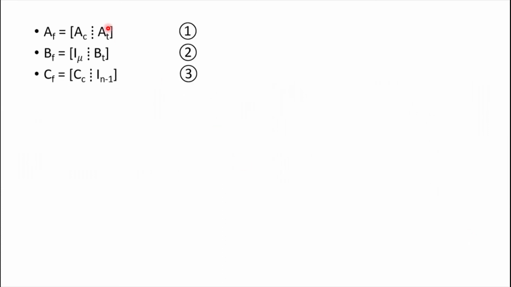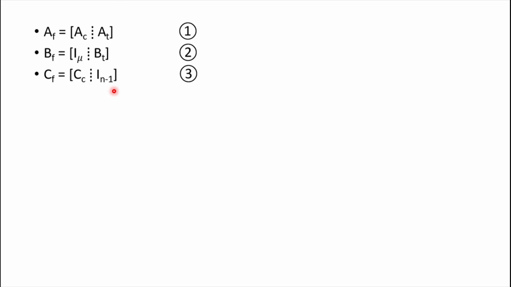Now, as we know, AF is equal to [AC AT], BF is equal to [I_mu BT], CF is equal to [CC I_(n-1)], where T denotes the submatrix corresponding to the branches in T, C denotes the submatrix corresponding to the chords, and in this, I_mu stands for the identity matrix of order mu, and I_(n-1) stands for the identity matrix of order n minus 1.